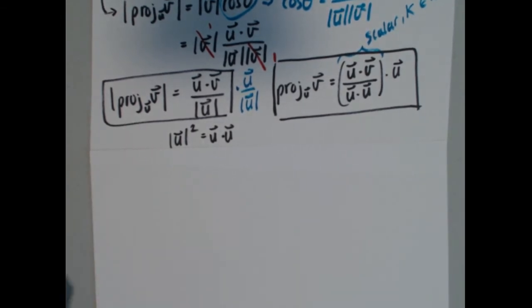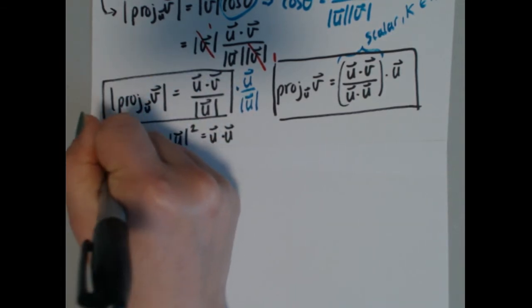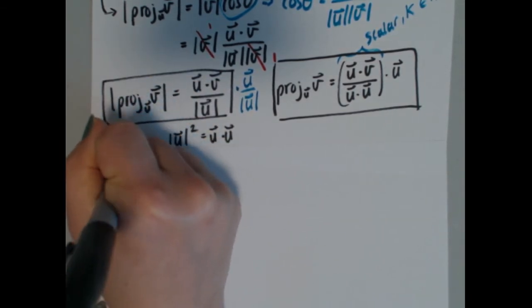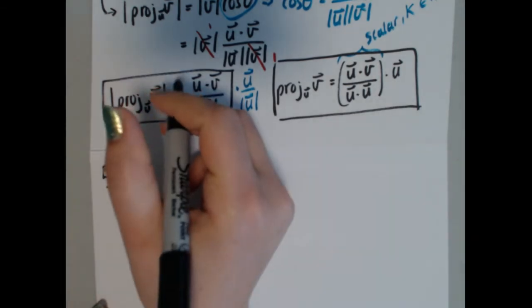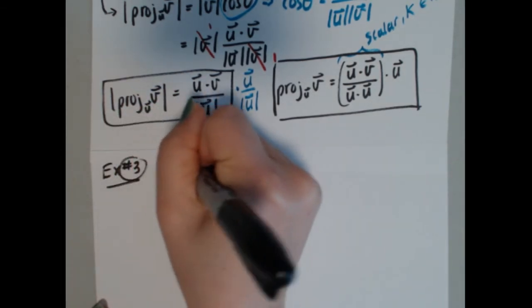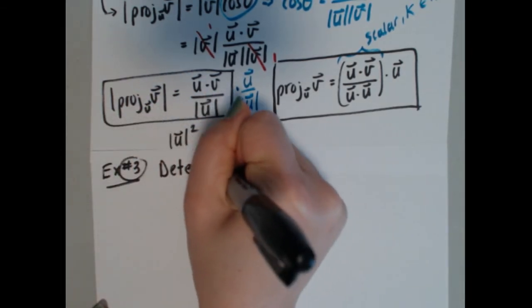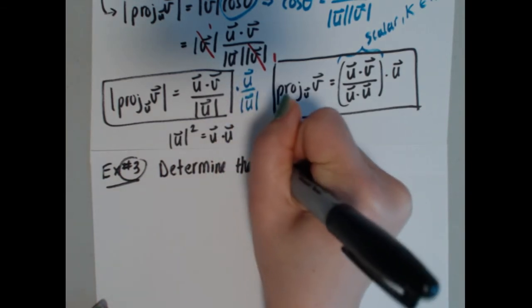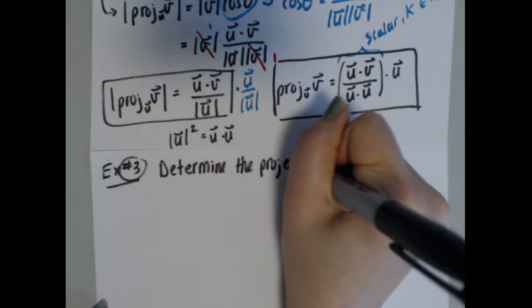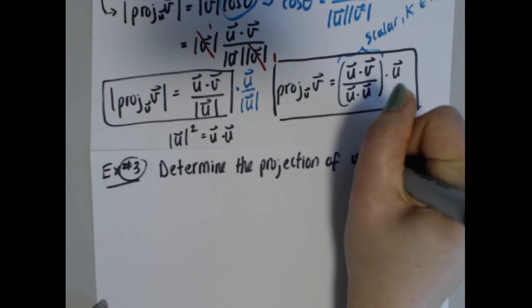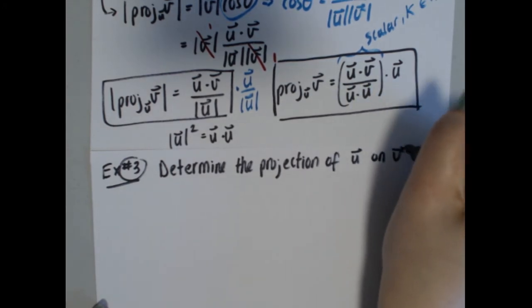Well, okay, not formally example 4, but let's call this example 3. Determine the projection of u on v.